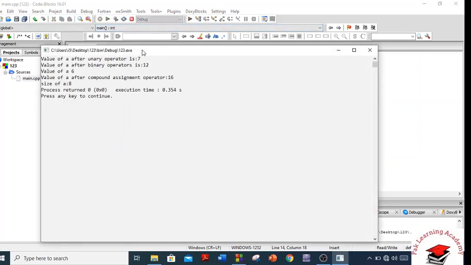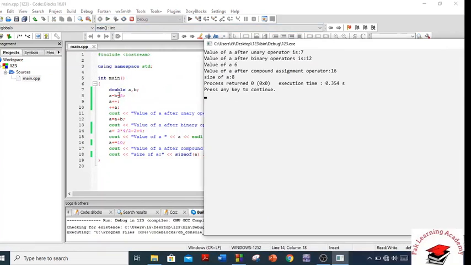As a result, I get here a is equal to b is equal to 5. The value of a after the operator is 7, because once I add 1 to the value of a, and then again I add 1 to a. So here it becomes 6 and here it becomes 7. As a result, it displays 7, and after this calculation, 7 plus 5, it displays 12.